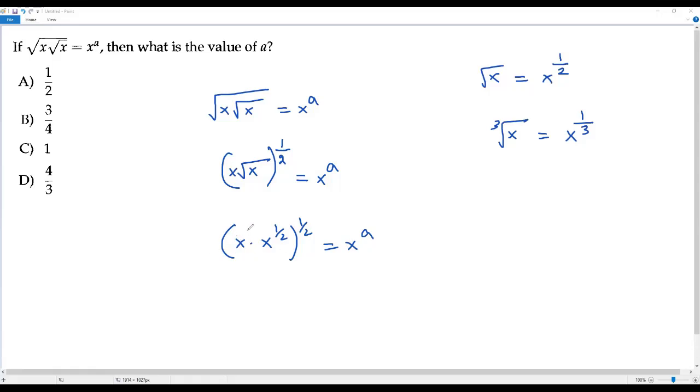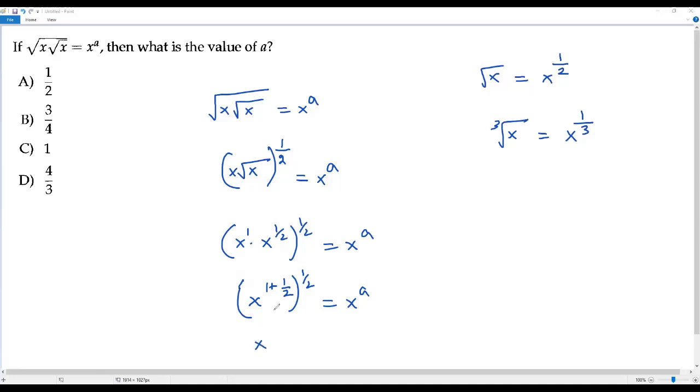Okay, for this x, what is the exponent? Actually, we don't have any exponent. We have to assume there is exponent 1. Okay, here we multiply two terms with the same base. Now we can use the product rule of exponents. That is, whenever we multiply two terms with the same base, we can take the base once and we have to add the exponents. Then I'm getting 1 plus 1 over 2, raised to the power of 1 over 2, equals x to the power of a.